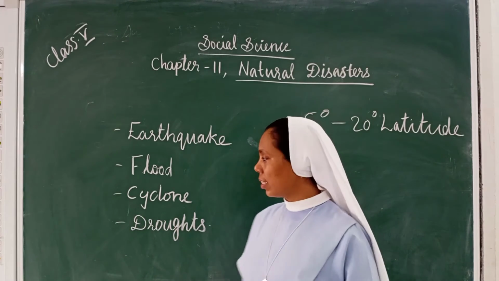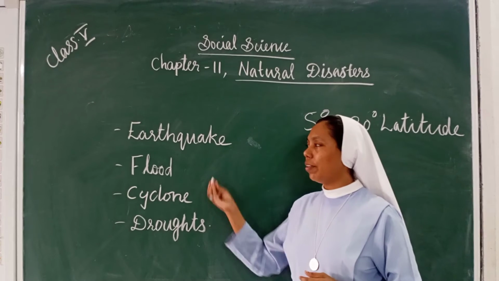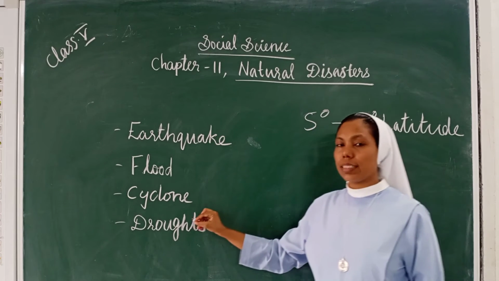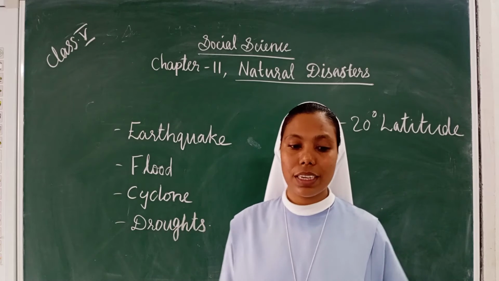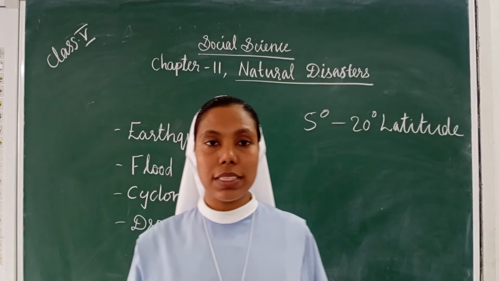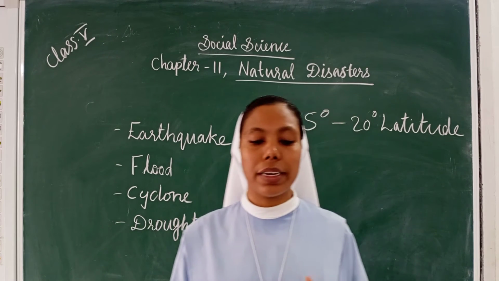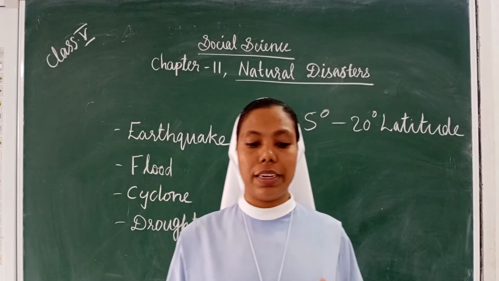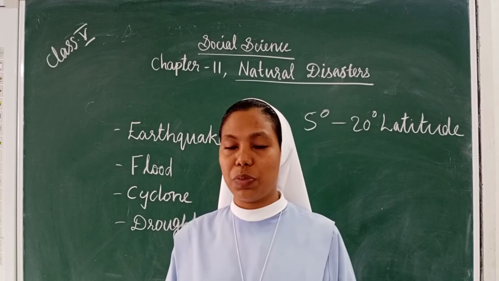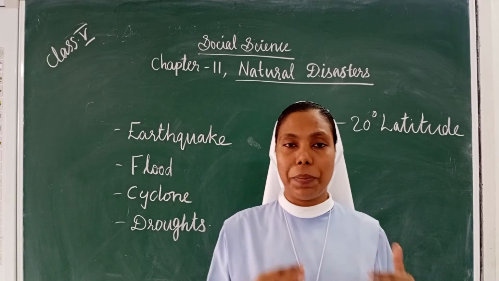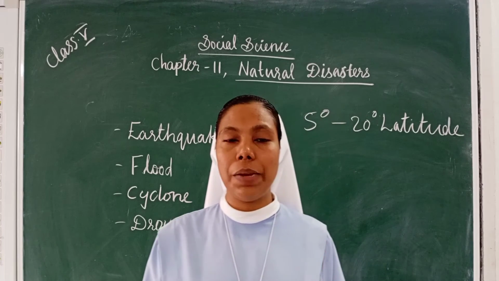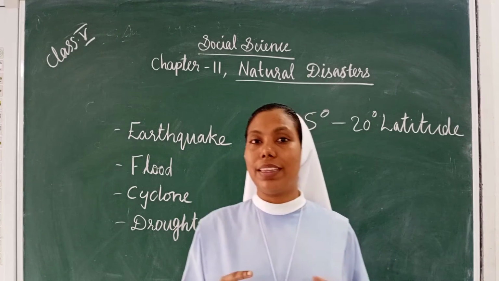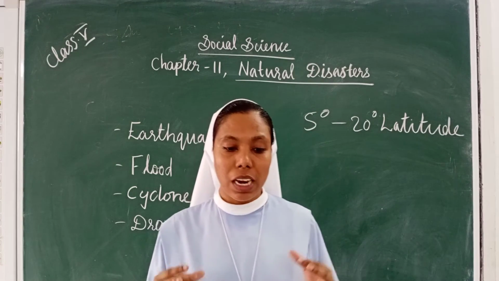And next we can discuss the droughts. Already we have seen the earthquake, flood and the cyclone, and next it is about the droughts. What is a drought? A drought takes place when a particular region receives very little or no rainfall.